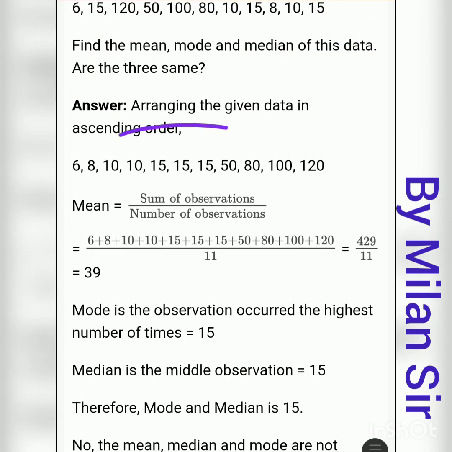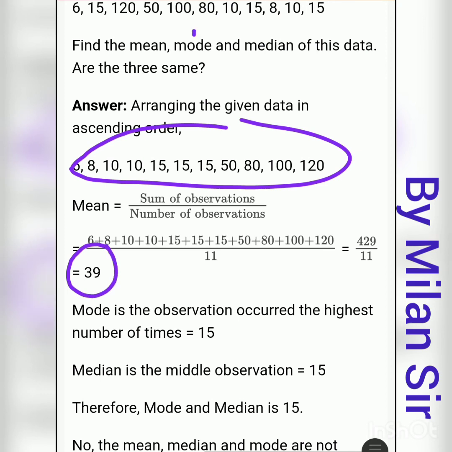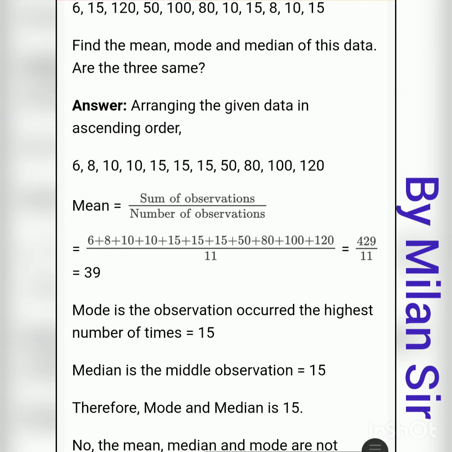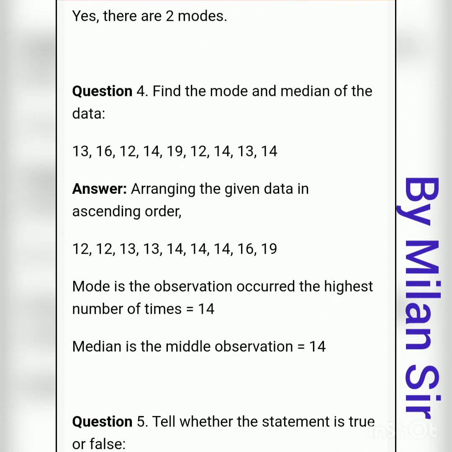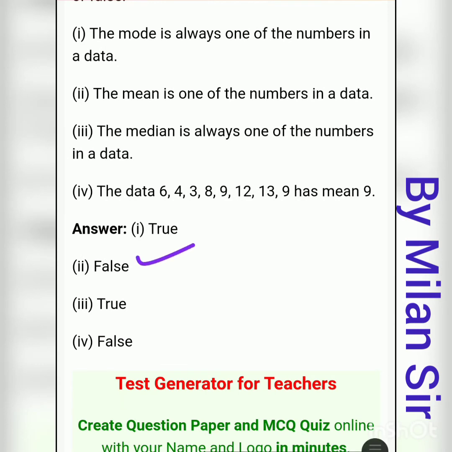Here we have so many observations, but our answer for the mean is 39. 39 is not there in the given data. Because mean represents an average, it is not necessary that it is always from the given numbers. Sometimes it's true but not always. Here we get the answer 39, but 39 is not in the data. So this statement is false. Mean is not always one of the numbers in the data.